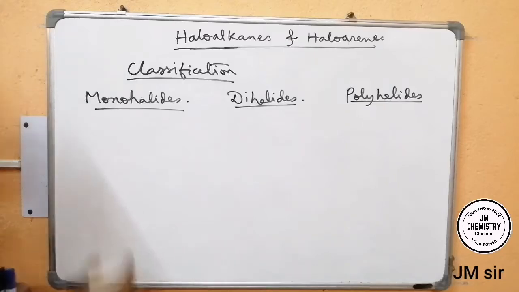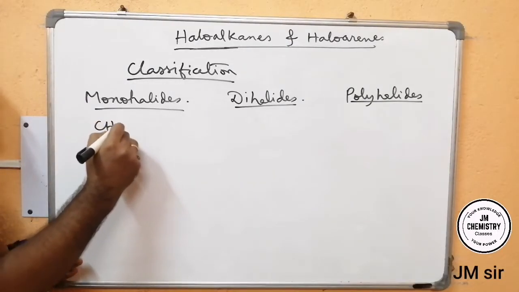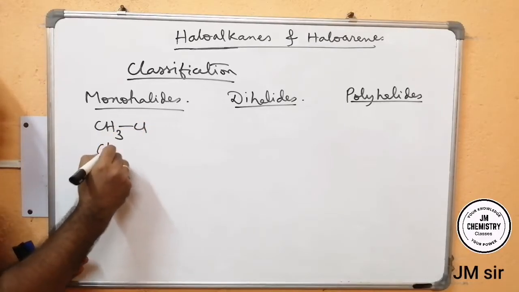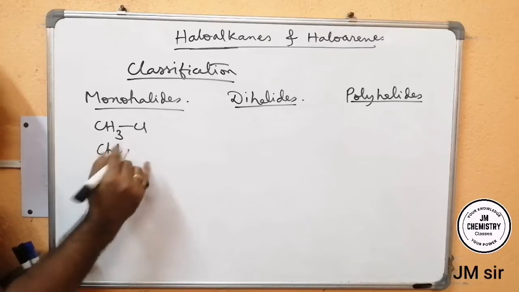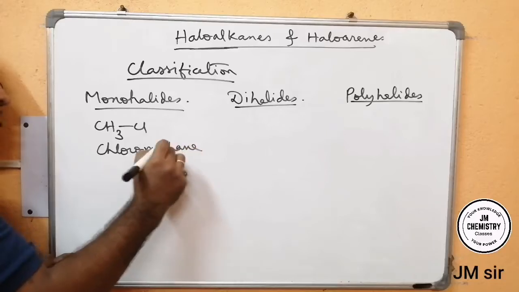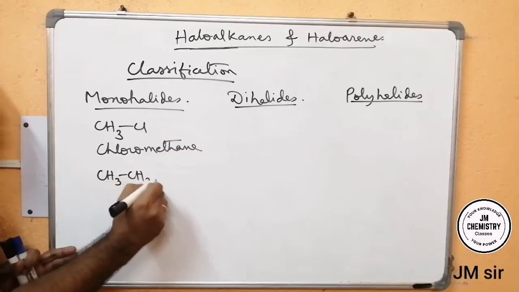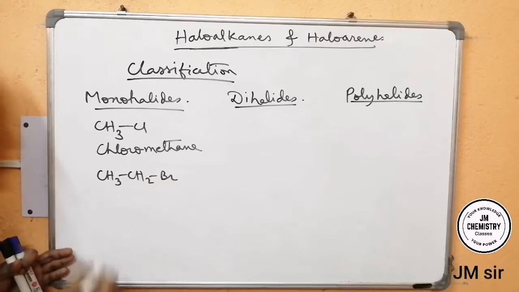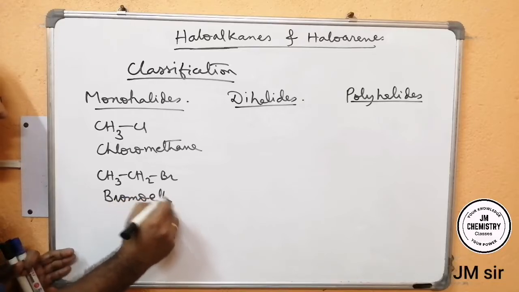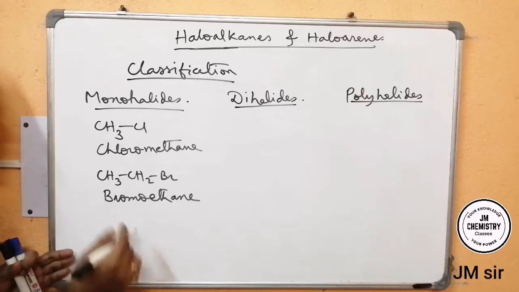Okay. Now in monohalides, for example, the simple monohalide CH3Cl. What is the IUPAC name of this compound? Chloromethane. The second one, CH3CH2Br. What is the IUPAC name? It is bromoethane. Since it contains two carbon, we call it ethane, bromoethane.